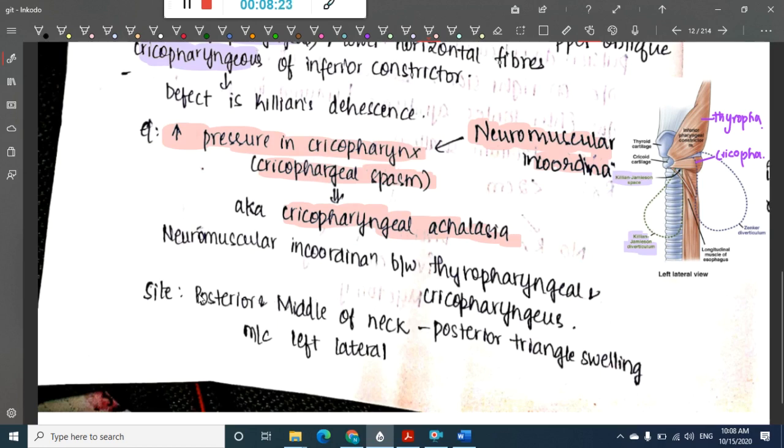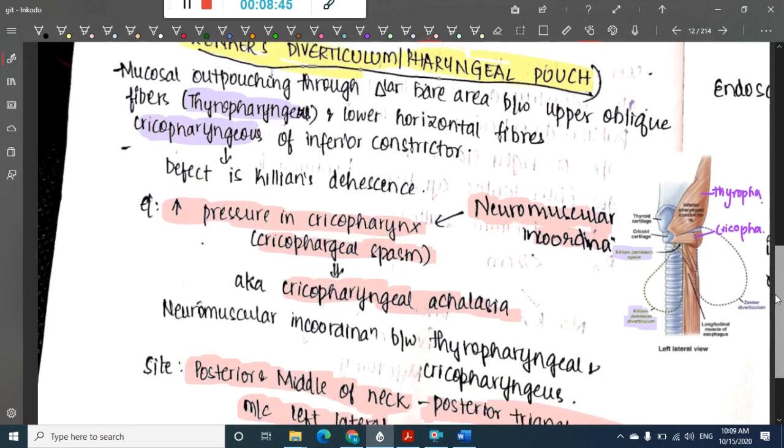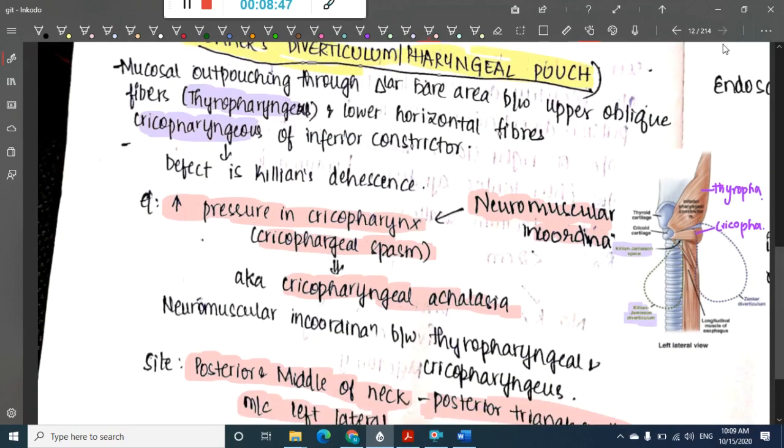This is present mainly in the posterior part of the neck and in the middle of the neck. So this is mainly a posterior triangular swelling, which is most commonly on the left lateral side, right? It is seen posteriorly. You can even see in this picture that it is present posteriorly.